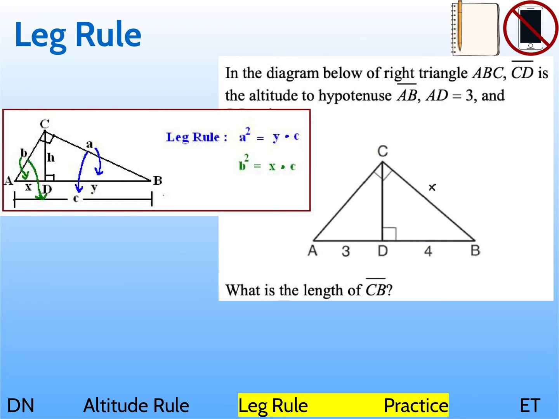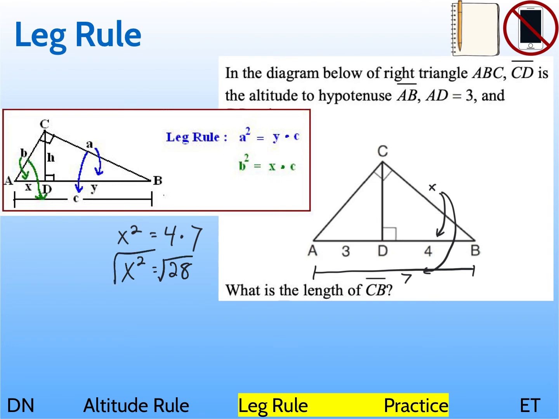So if we look at this, we're looking for the leg, we're looking for CB. So we're going to do CB, which is x squared, and then that is going to be 4 times, and what we need is the whole thing. So the whole thing is going to be 4 plus 3, of course, which is 7. And then to solve, we're going to do 4 times 7 is 28. Take the square root of that, and we get x is about 5.3.